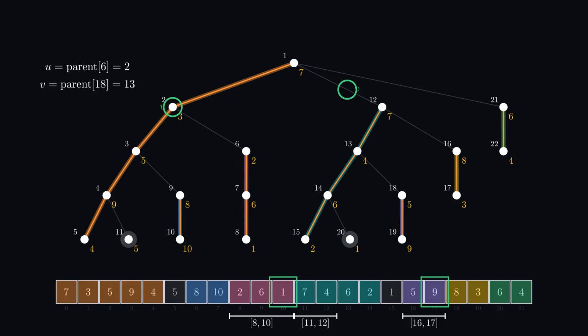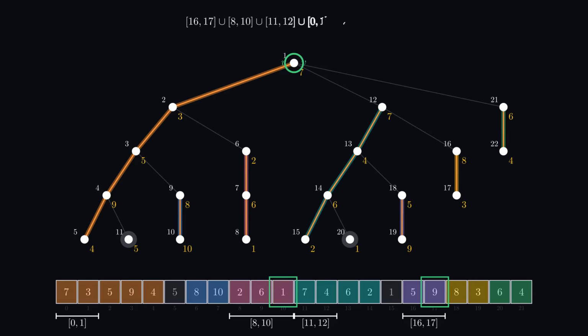Now 13's chain. Climb to chain top 12. Positions 11 and 12. 3. Both endpoints meet on the spine. Close the gap. Positions 0 and 1 for 4 intervals on a 22-node tree, each handled in log n by the segment tree. Total, log squared.